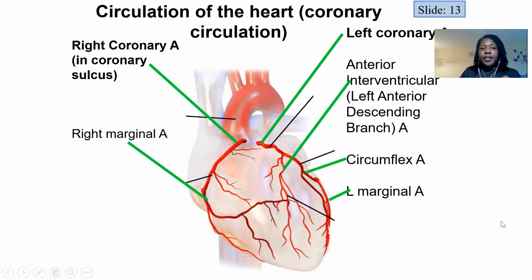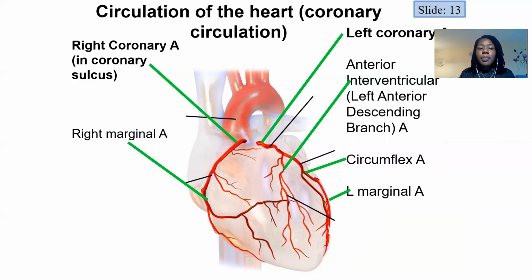Let's look at the coronary circulation of the heart. Now, it's kind of tempting to think that because the heart is circulating all of this blood, it's just going to get oxygen from all of the blood going through the chambers. That is not the case. The heart gets its oxygen and its nutrients from very small branches that run on the outer surface of the heart. These are called the coronary vessels.